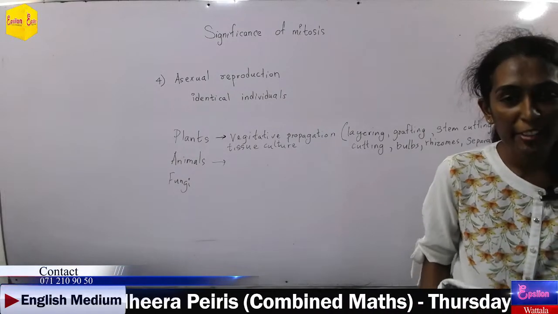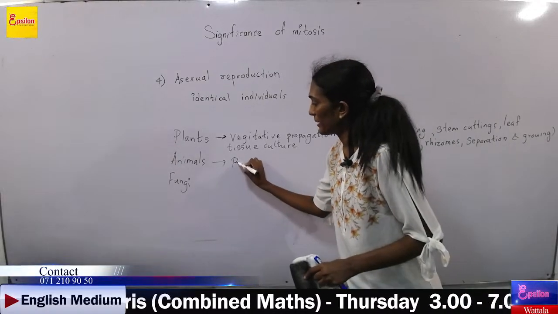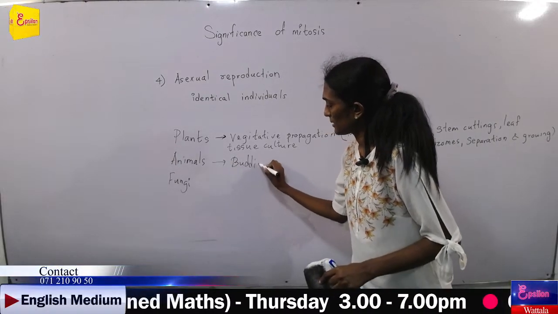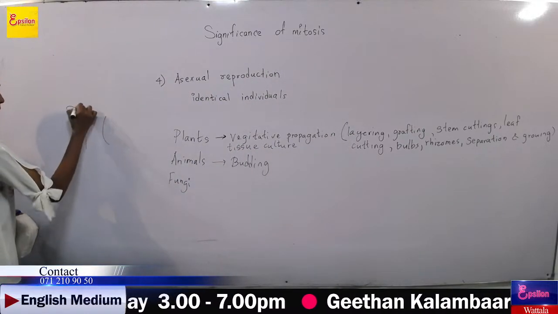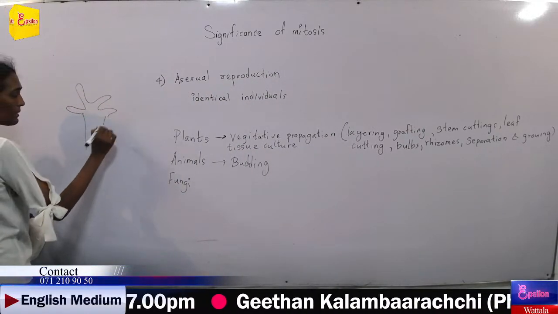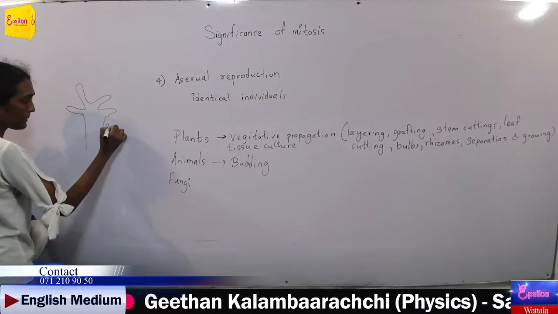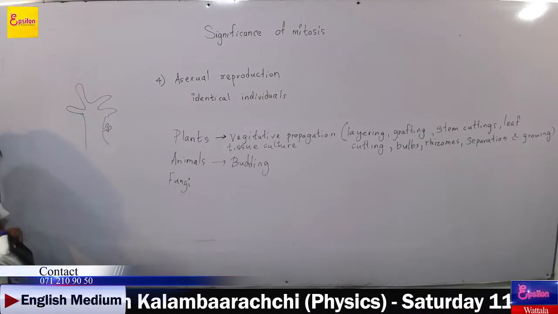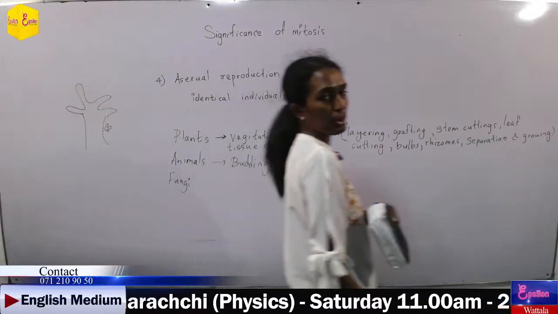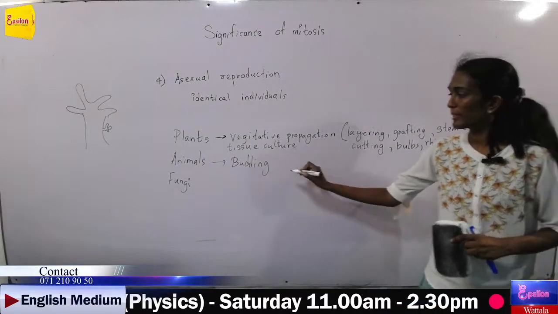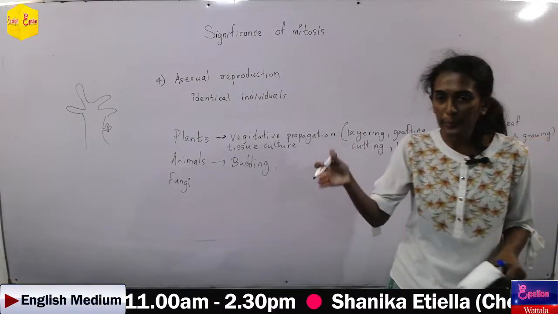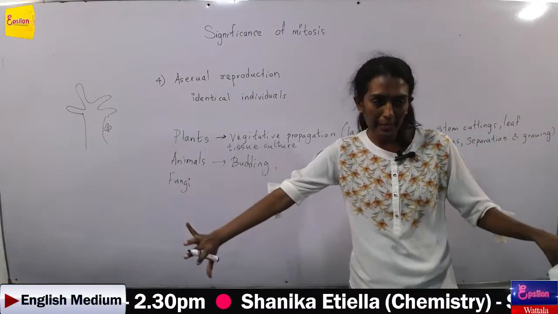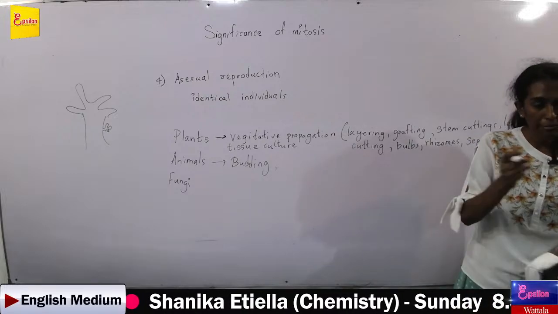This hydra is showing budding. The parent hydra is there like this, and a small bud comes up. So this is the baby hydra, okay? Right. So what else? Planaria-like animals, when you cut them into pieces, grow into different planaria. That is called fragmentation.